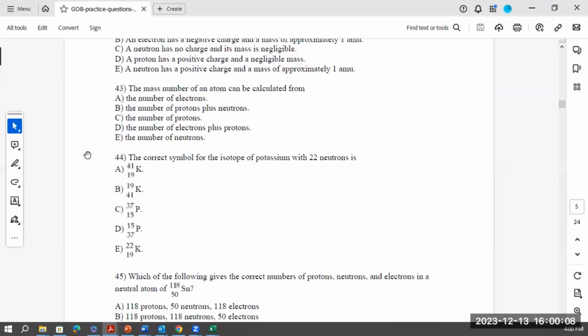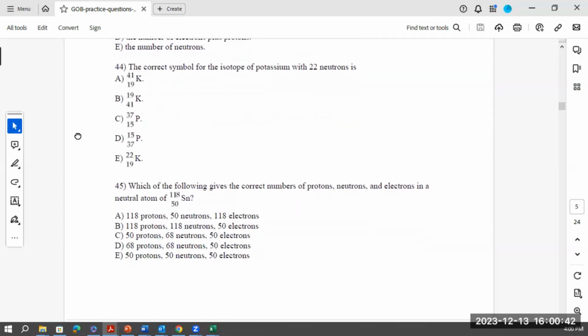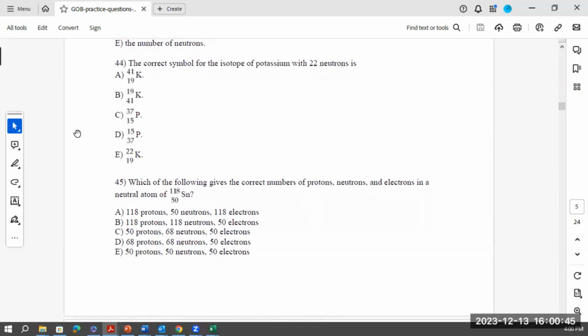43. The mass number of an atom can be calculated from A, the number of electrons. B, the number of protons plus neutrons. C, the number of protons. D, the number of electrons plus protons. Or E, the number of neutrons. B. B is correct. Good job. Y'all are on fire. El Fuego. See, maybe I should just give y'all a week off every time.